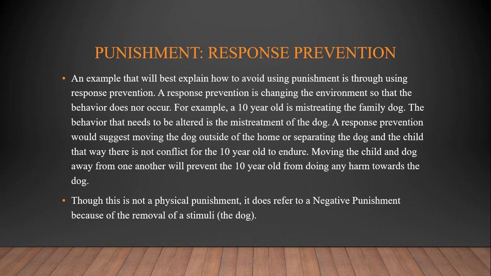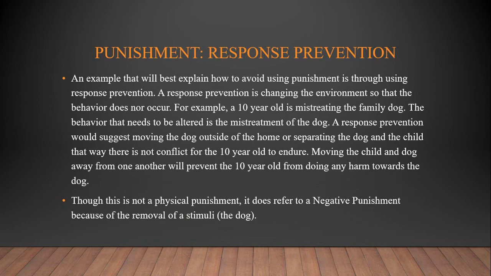There's different ways to, I guess, stop a behavior other than punishing, and one of them is response prevention. So the best way to discuss what response prevention is, is to remove or change up the environment so that behavior doesn't happen. That way they're less likely to get in trouble because of that behavior that is less acceptable. So for the example, the 10-year-old is mistreating the family dog. The best way to change that behavior would be to separate the child and the dog from one another so that the behavior doesn't keep continuing.